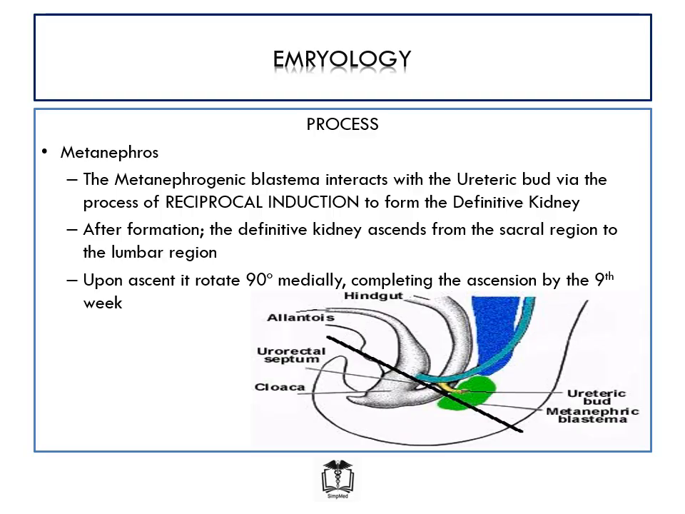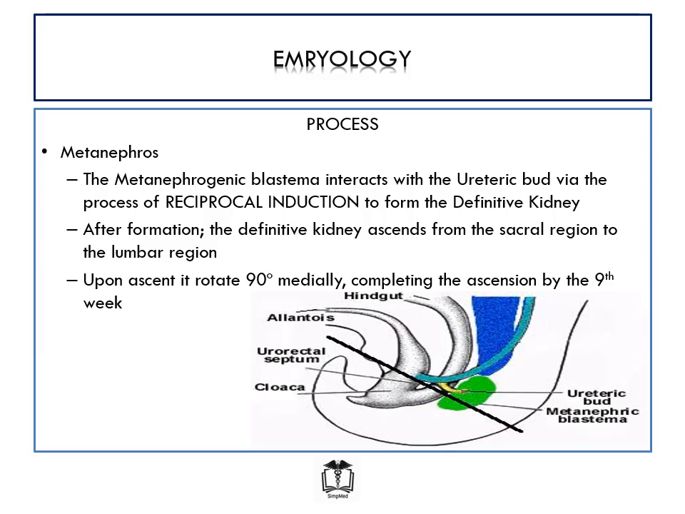And as it's ascending, it undergoes a form of rotation, what we call a 90 degrees medial rotation, whereby the anterior part of the kidney becomes the medial portion and then eventually forms that medial surface or medial border that we mentioned at the start of the model. So this ascent is completed at around the 9th week of development.